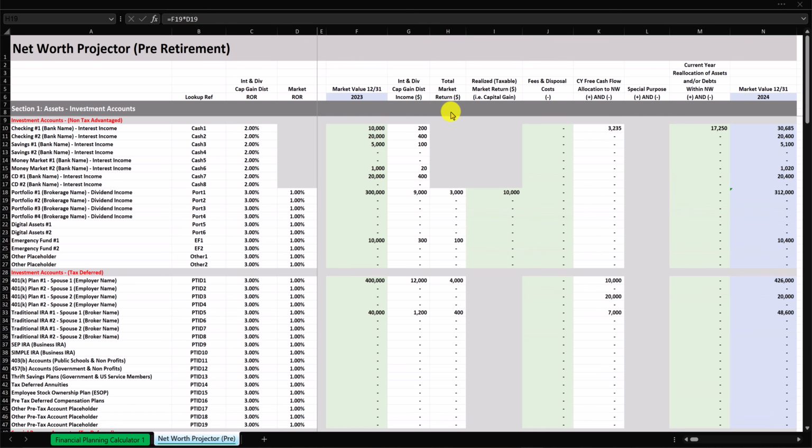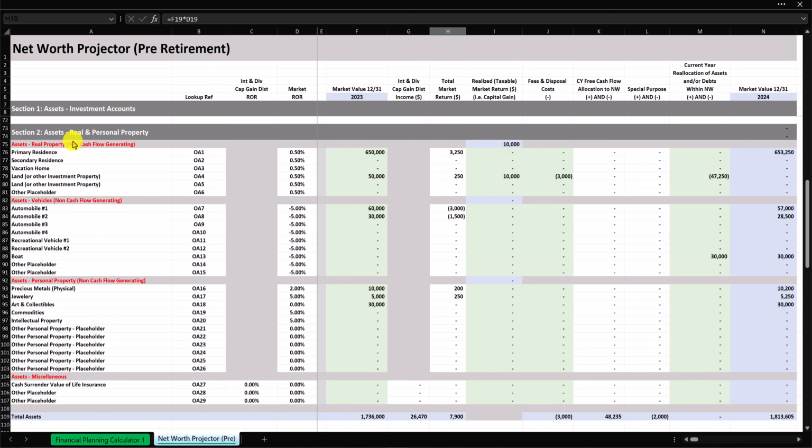All right, next up is going to be the market return, and the calculation for that is very similar to this one. It's simply going to be whatever rate we specify for market return by account multiplied by the opening balance for the year. As I mentioned earlier, for accounts that do not have a market return component, I've just grayed those out.